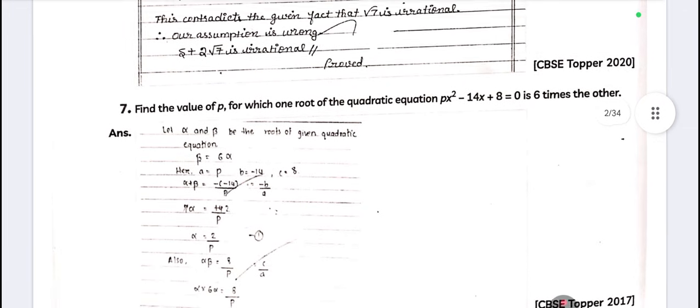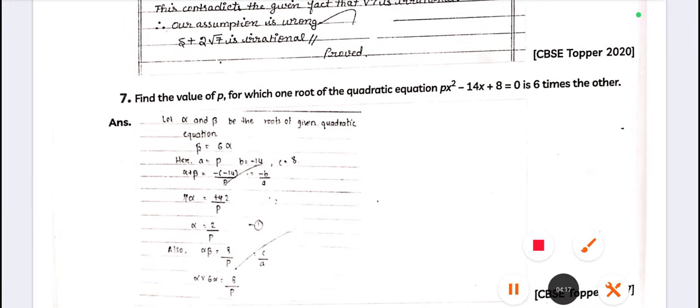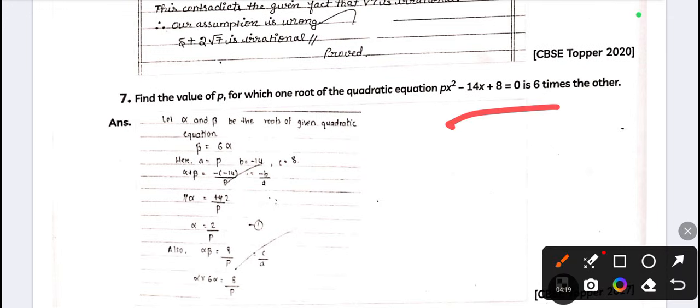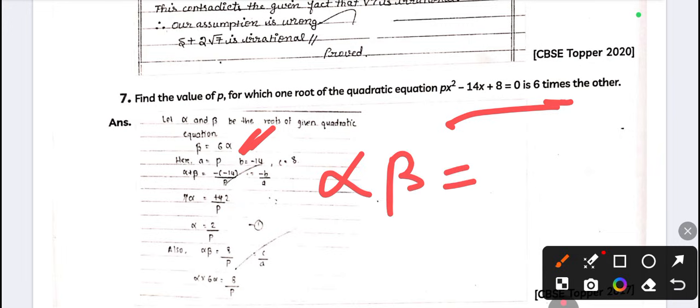Again, find the value of p. This is a 2017 question paper. P square minus 14x plus 8, one root equal to 6 times the other, so beta equal to 6 alpha. People are very familiar with only 2023, 24, 25, the last 3 years, they are preparing. Actually that is very good, but we also want to prepare the earlier years. Since they said it is 6 times the other, keep 6 alpha. Alpha beta equals c by a, apply that. And alpha plus beta also you can apply. Equate both.